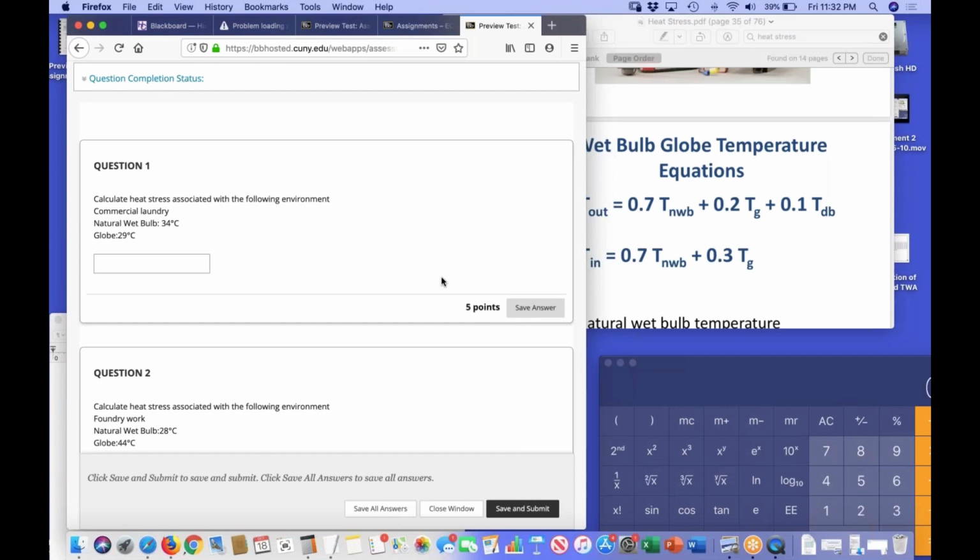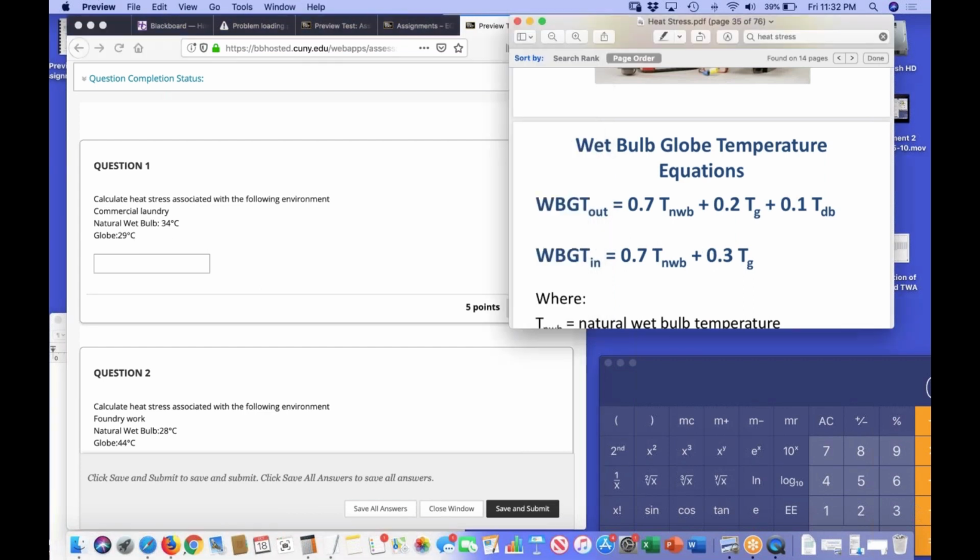So this is assignment 3 on thermal stress, and we're going to take a look at problem 1. Calculate the heat stress associated with the following environments. Commercial laundry, natural wet bulb is 34 degrees centigrade, and the globe temperature is 29 degrees. Okay, so we have a formula for that. We're going to use the indoor formula, WBGTN, and we have the natural wet bulb, and we have a globe temperature as part of that formula.